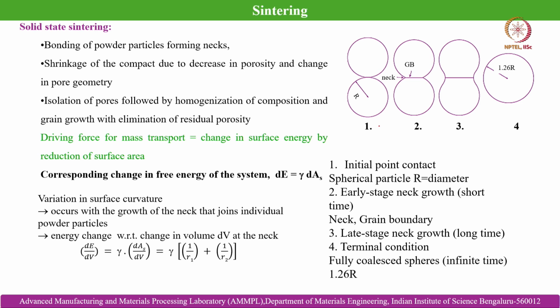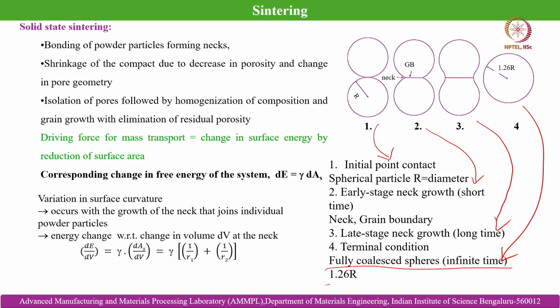Number 1 is initial point contact, number 2 is early stage neck growth, number 3 is late stage neck growth, which happens after a long time when diffusion is allowed at the isothermal sintering temperature, and number 4 is the terminal condition, that means fully equilibrium spheres, when they are kept for a prolonged time. Then we can see the fully equilibrium sphere.